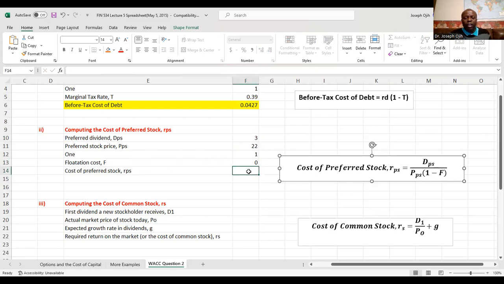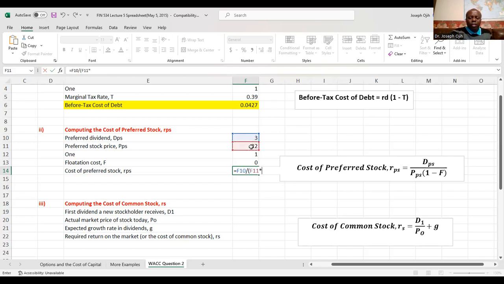So you're going to have it as equal DPS, which is preferred dividends, which is $3, divided by, I put parentheses. Oh yes, I like to include parentheses to make sure that it follows order of operations. We have PPS, which is preferred stock price, $22, times 1 minus the flotation cost of 0, no costs. Okay, close it properly. Then I press the enter key.